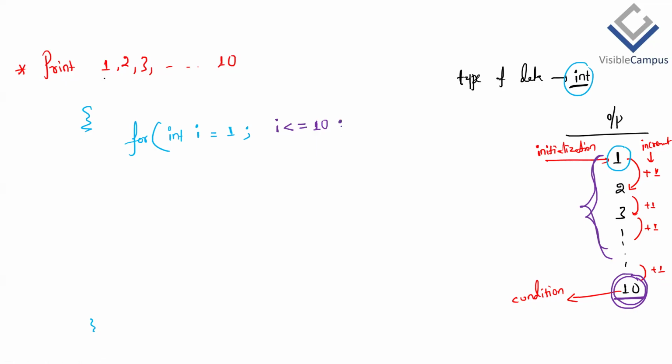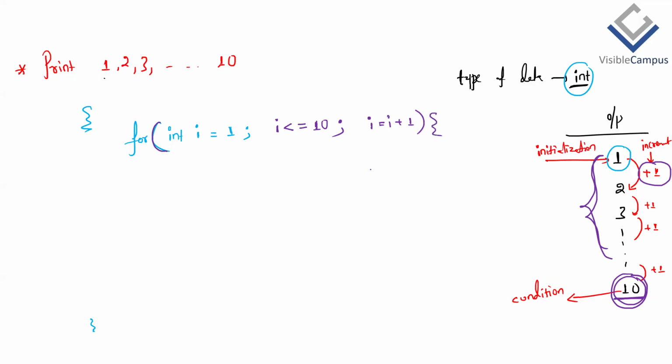Then semicolon separation. What is the incrementation? Each time the value has to increase by 1. Which value? The i variable value. That's why i equals i plus 1 is the incrementation. So this is the for loop header.